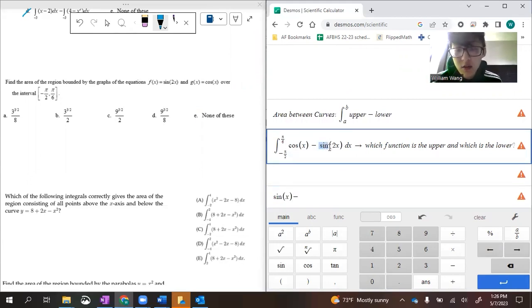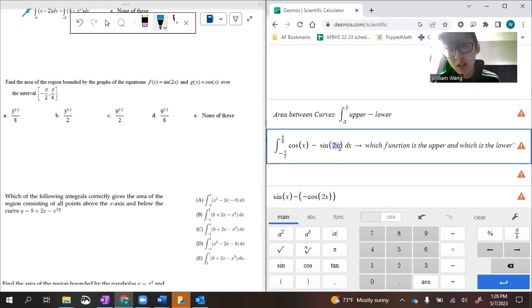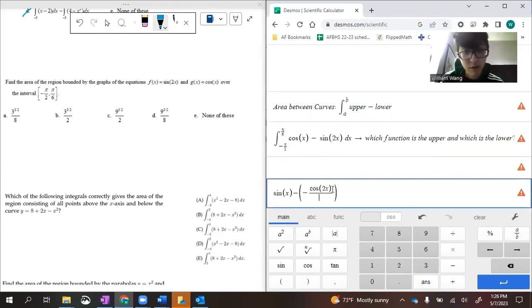minus the integral of sine of 2x, which is going to be negative cosine of 2x. And I need to be careful because this would require a u substitution, except if you remember what we talked about with the u substitution, if it's something simple like this, remember, I'm just dividing by the derivative of u.